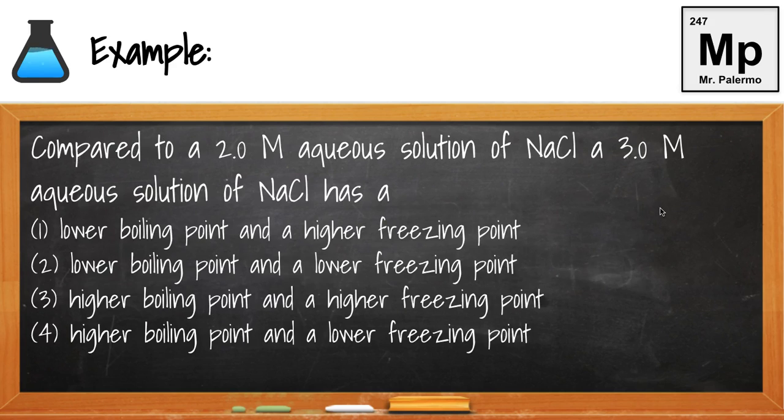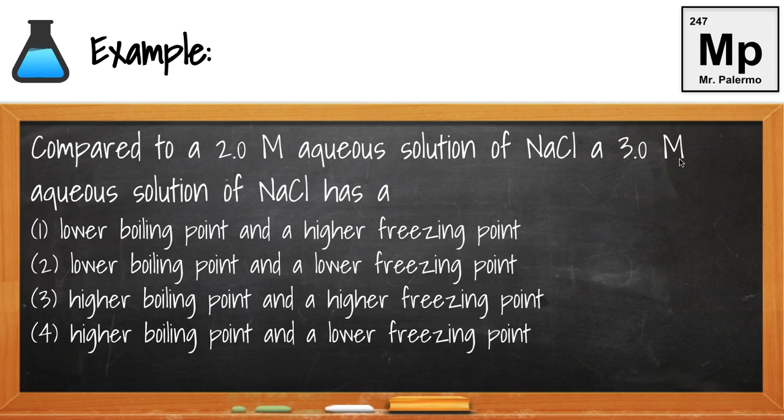Now let's look at the same substance. We're using sodium chloride, but now one of them is a higher concentration. We have a 2 molar aqueous solution of sodium chloride and a 3 molar aqueous solution of sodium chloride. Remember, this is molarity, and it's a concentration measurement. If we have a higher molarity, that means we have more solute. If we have more solute, we have more particles.